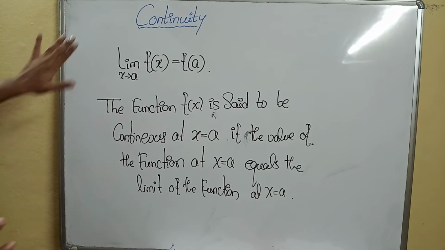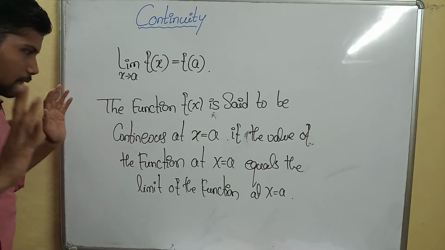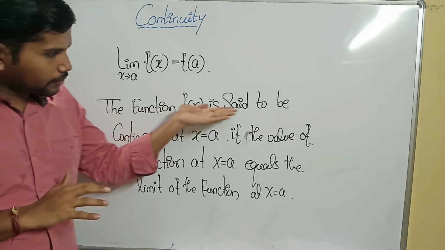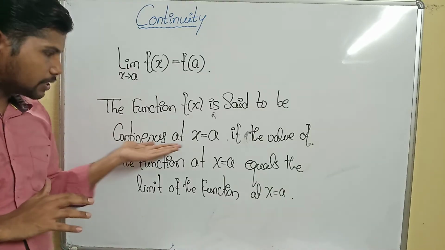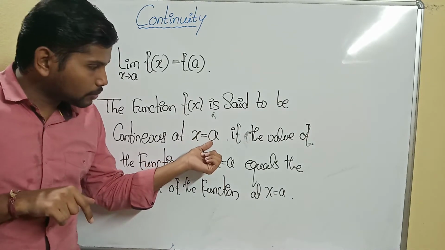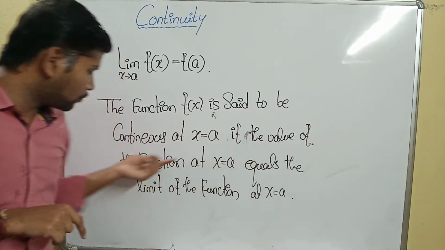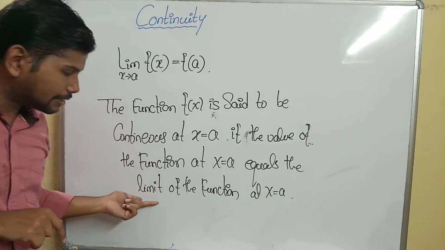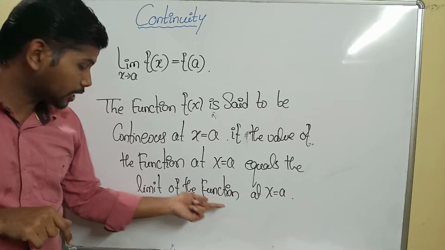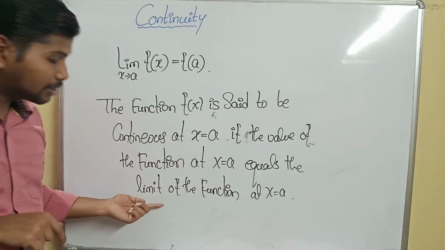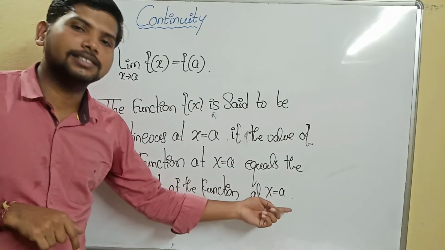What is the continuity of a particular function? The function f of x is said to be continuous at x equal to a, a particular point, if the value of the function at x equal to a equals the limit of the function at x equal to a.